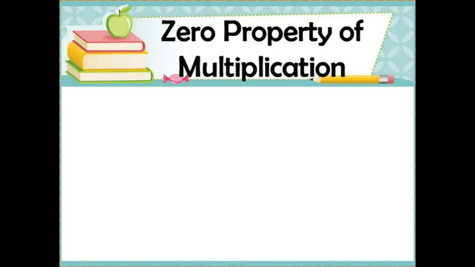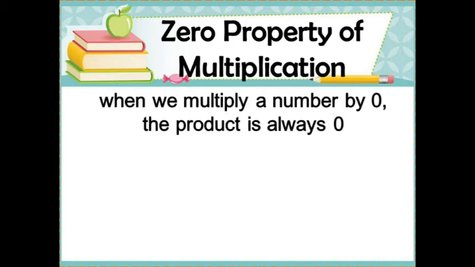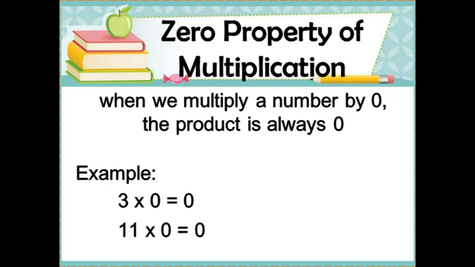Another one, we have here the zero property of multiplication. So when we multiply a number by 0, the answer or the product is always 0. So how does it work? Here are some examples. We have here 3 times 0. If we multiply 3 by 0, the answer is 0. Another one is 11 times 0. The answer is 0. And the last one, we have here 534 times 0. The answer is again 0. So that is how the zero property of multiplication works.